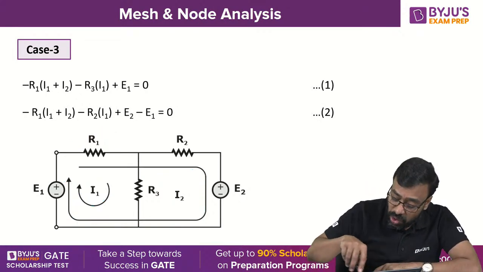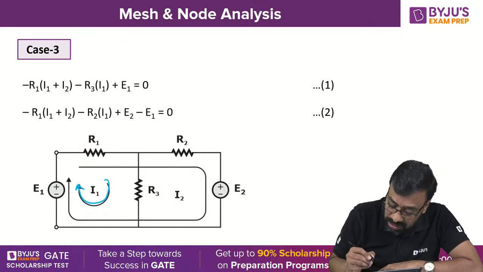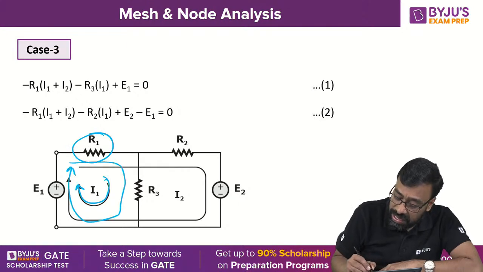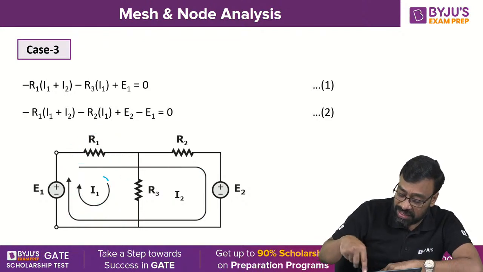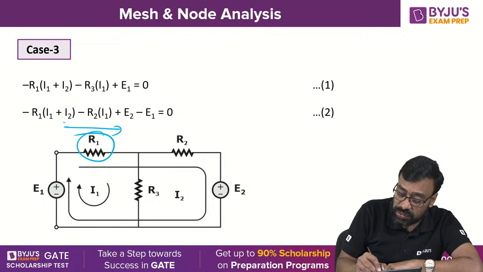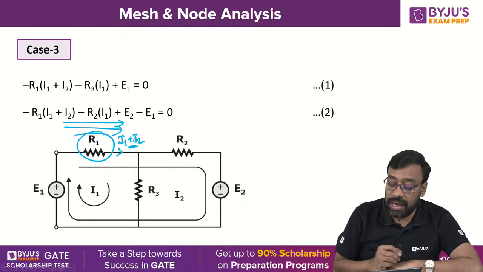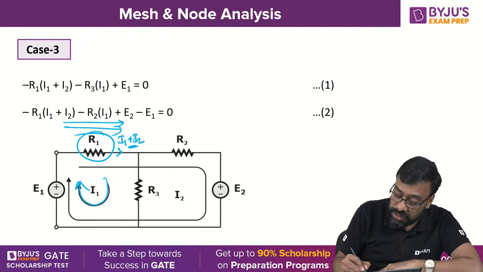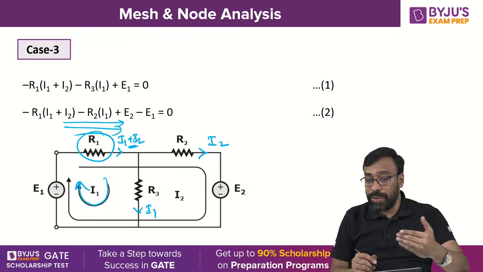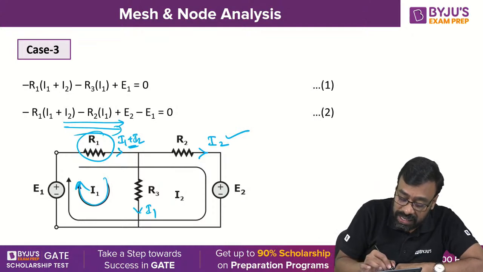Now look at this. According to the loop currents representation, I1 is passing through R1, R3, E1, and I2 is passing through R1, R2, E2, E1. So it is very clear that R1 carries both I1 as well as I2, and I1 is flowing in this direction, I2 is also flowing in this direction. Therefore, the branch current is I1 plus I2. But R3 belongs to only first loop, therefore it carries only I1. R2 belongs to only second loop, therefore its branch current is the same as its loop current, that is I2. That is why the equations are very clear.